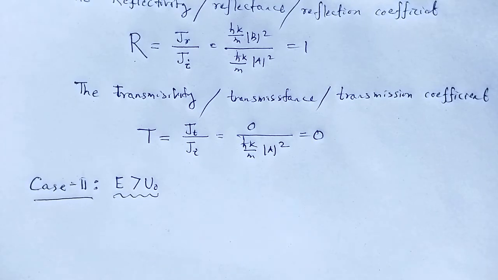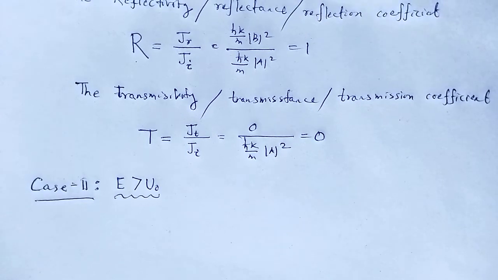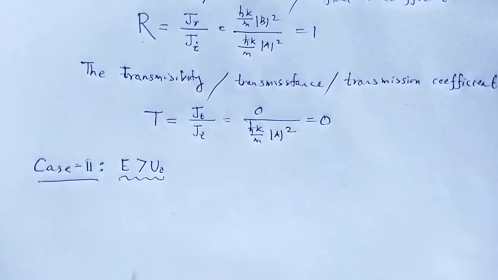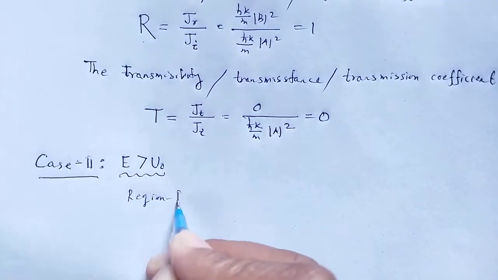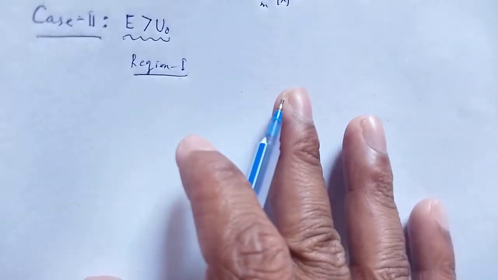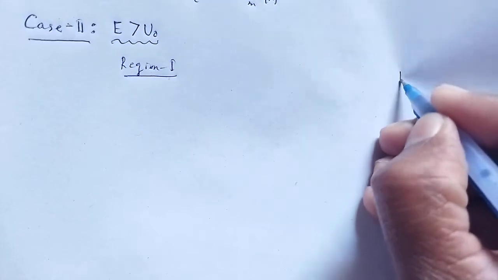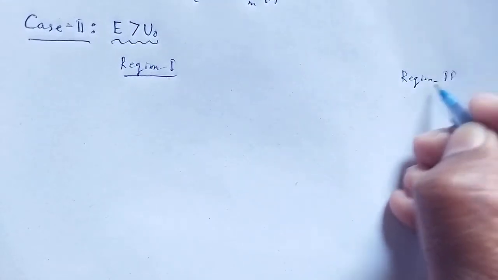Similarly, in region 1 and region 2, we take the wave function psi 1. For that of region 2, we take the wave function psi 2. Then in region 1, what should be the treatment of that of Schrodinger time independent Schrodinger equation? And for that of region 2, what should be the solution for that of Schrodinger time independent Schrodinger equation?